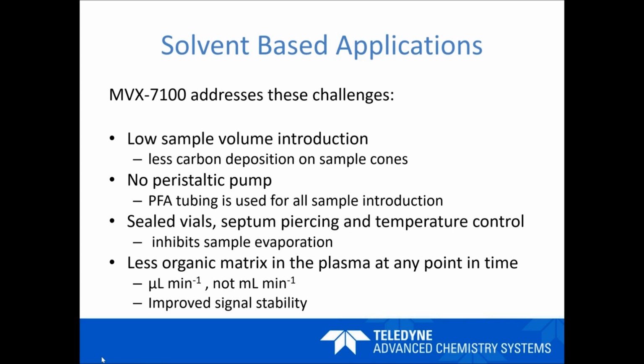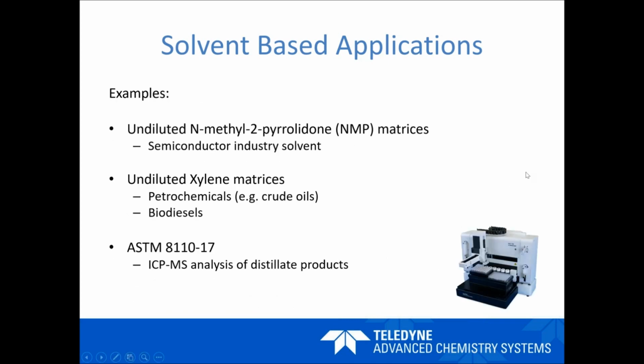Some examples for you. The NMP solvents, typically used in the semiconductor industry, quite happily melt peristaltic pump tubing. It really is very good at doing that. But going through the right plastics, the right materials on the MVX system, that's not an issue at all, and you can introduce that into an ICP in its concentrated form. So there's no need to dilute it, which I have seen in a number of application notes. There's no need to do that at all.